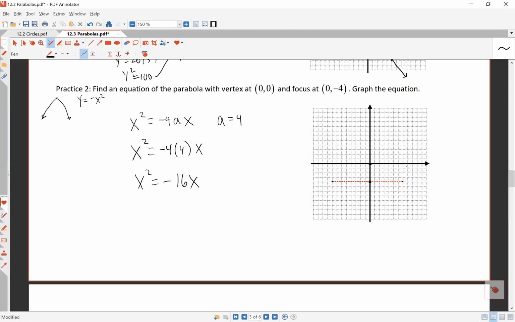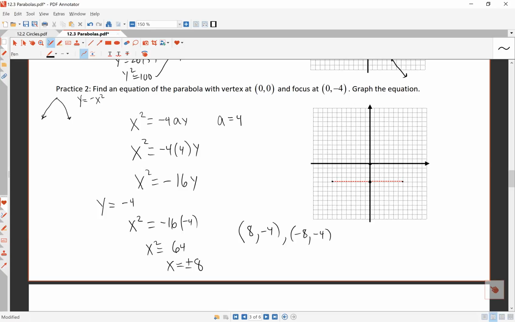And now I want to double check that. Plug in the y value where your focus is, negative 4. And we have x squared equals negative 16 times negative 4. See how convenient that is, when we plug that in there, we keep getting these perfect squares. Negative 16 times negative 4 is 64. So it says x is equal to plus or minus 8. So one of our points is 8, negative 4, and the other one is negative 8, negative 4.